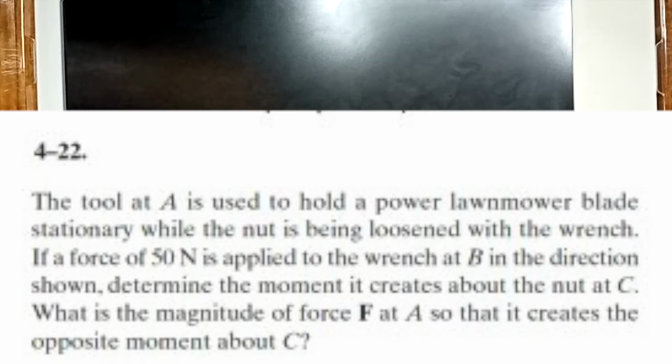May another problem tayo dito about moment. The tool at A is used to hold a power lawnmower blade stationary while the nut is being loosened with the wrench. If a force of 50 Newton is applied to the wrench at B in the direction shown, determine the moment it creates about the nut C, and what is the magnitude of a force at A so that it creates the opposite moment about C.